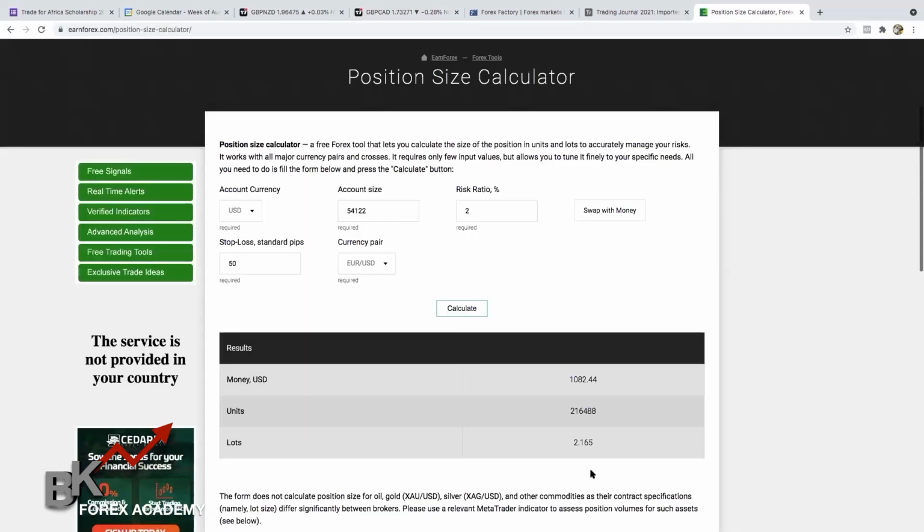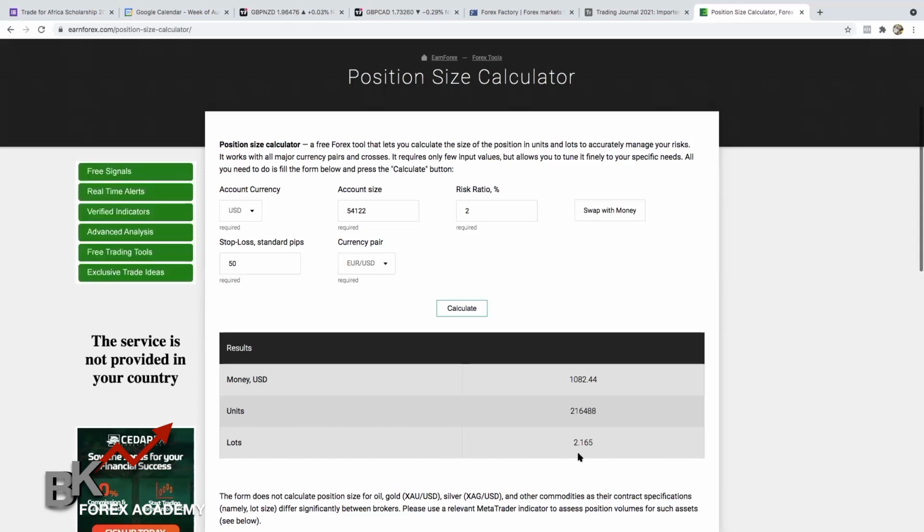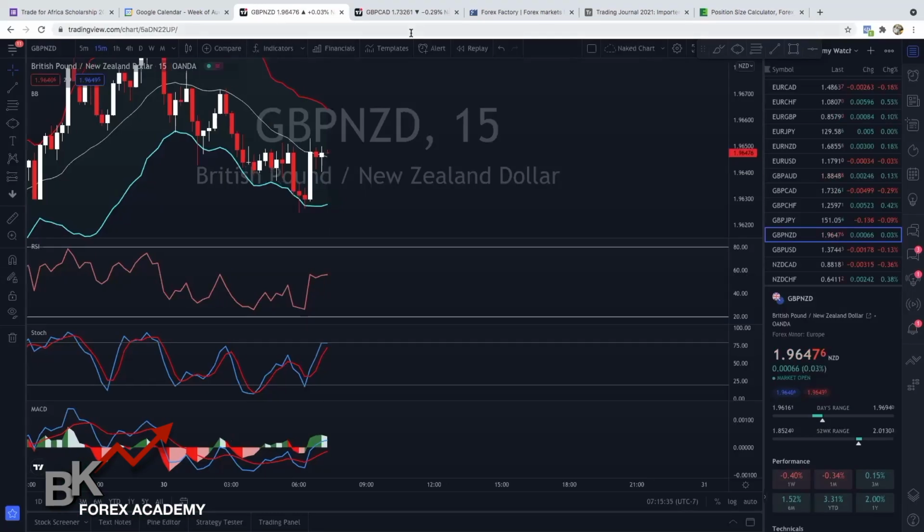Again, remember, I have a $21 lot size that I can use. So the only thing that I focus on is following my risk management rules. I don't focus on how much I'm going to make. I responsibly follow my rules.